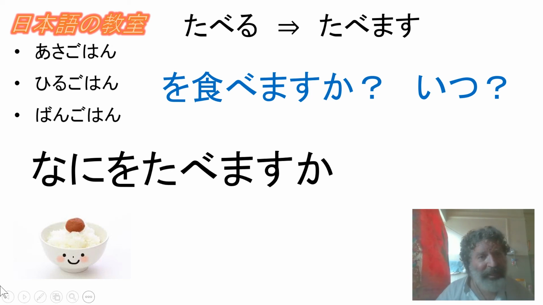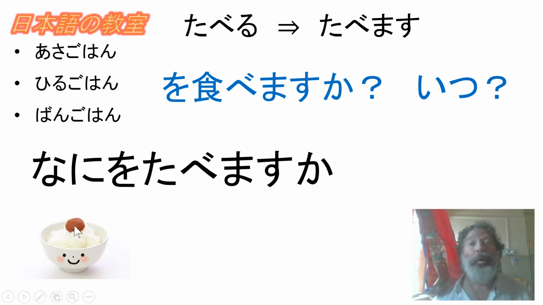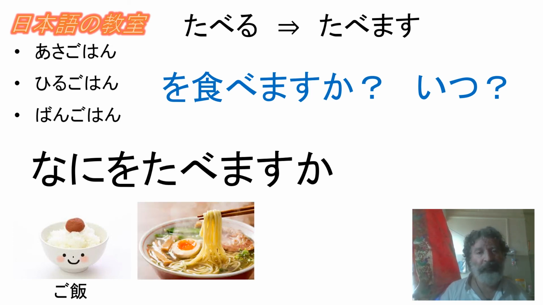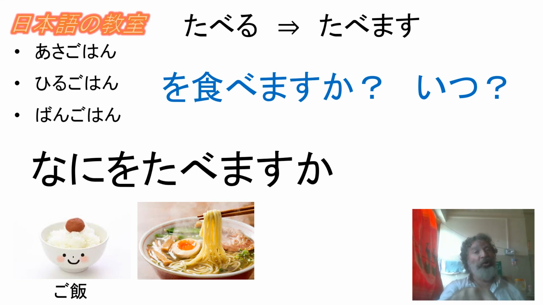そのご飯に何がありますか？これは何でしたか？覚えてますか？Do you remember? これは何ですか？梅干しですね。これはご飯です。ご飯 is written like this. ご飯。何を食べますか？ラーメンを食べます。そのラーメンはおいしそうですね。おいしそう. It looks delicious. おいしい is an adjective.